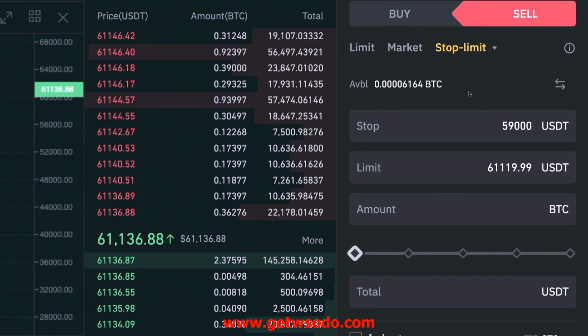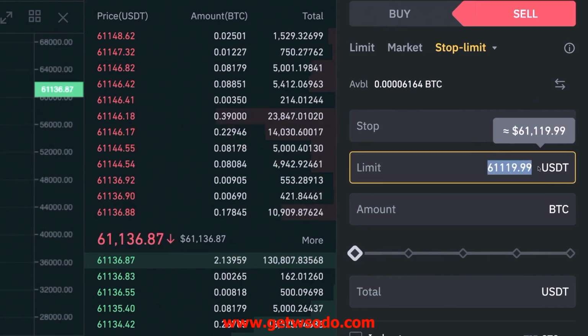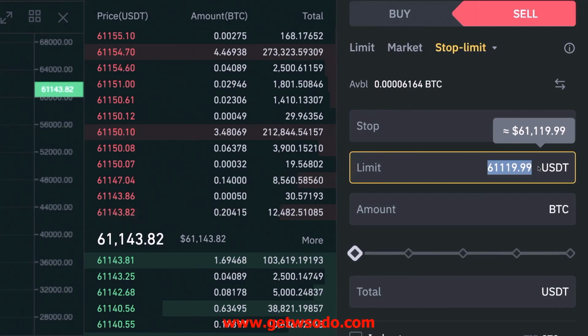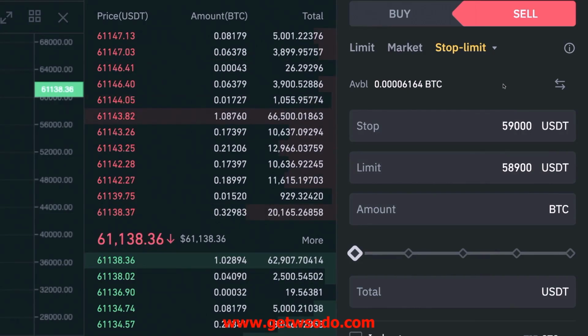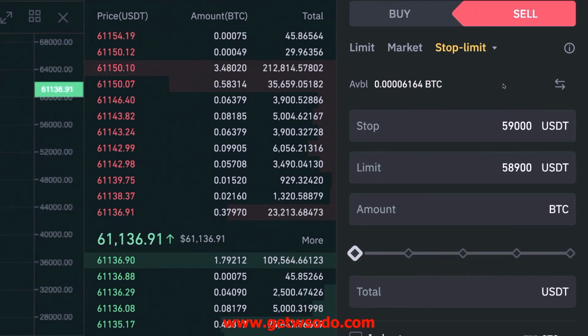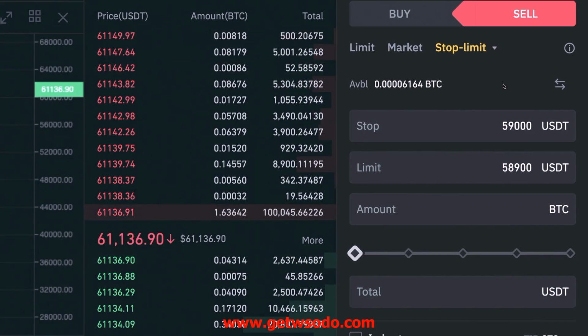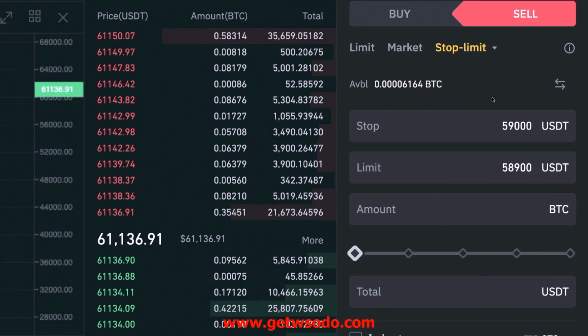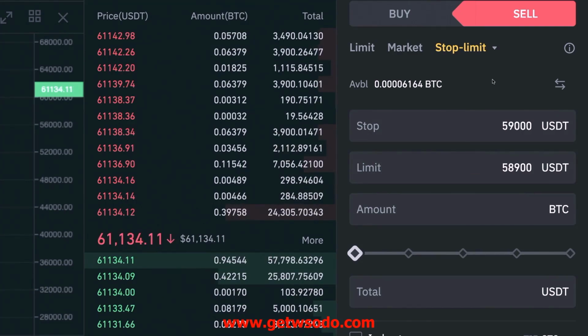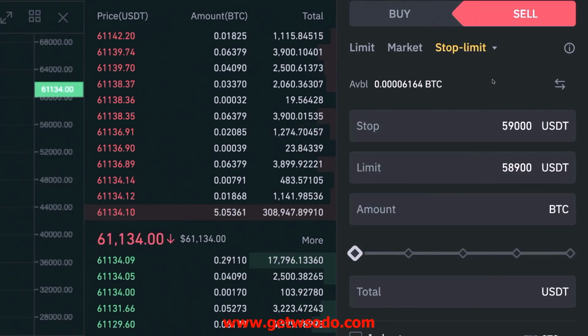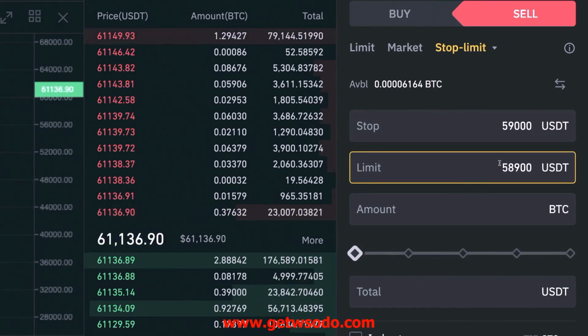59,000, enter a limit order for me with a lower band of 58,900. What you're saying is, if the price gets to 59,000, enter a limit sell order, and the lowest price I want to take is this limit price, which is 58,900. So that gives you a little bit of downside to say, hey, look, if the price is falling off, that's my limit, right? That's the lowest amount that I want to take.